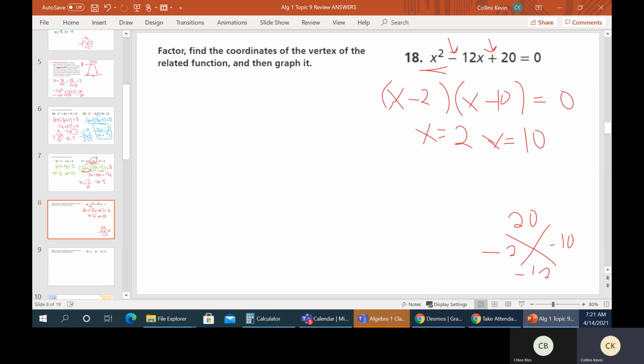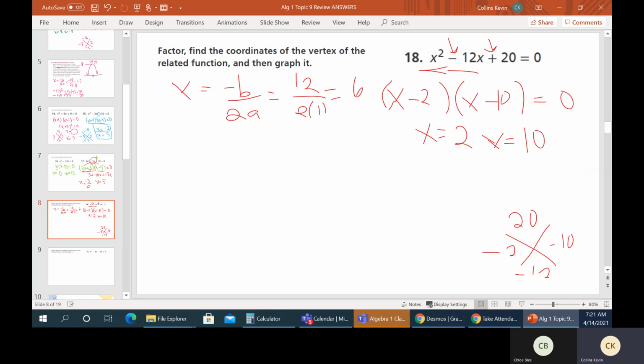We can use that bit where we say x equals minus b over 2a. So in this case, you have minus a minus 12, so that's going to be positive 12, and then over 2 times 1. So 12 divided by 2 is going to be 6. That's one way you could think about this.